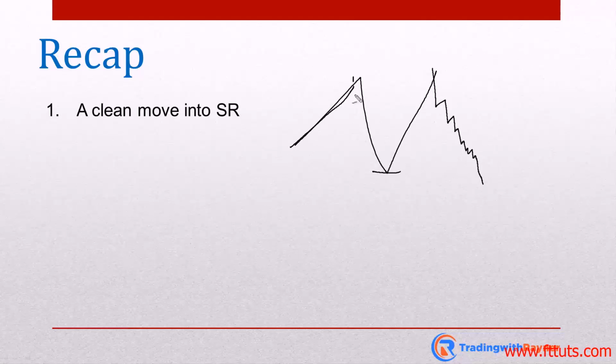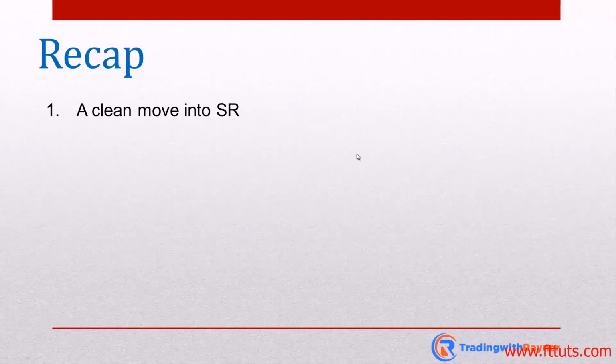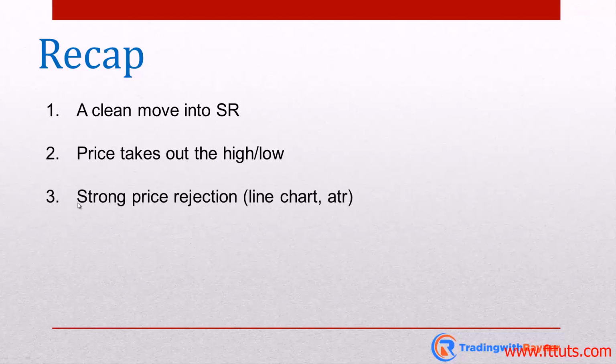I only look for a very nice, absolutely clean move into a level, as what I've shared with you in the earlier examples. The price has to take out the previous high or low depending on your trade direction. Then you want to see a strong price rejection. I shared with you that you can use a line chart to look at either the 2 o'clock or 4 o'clock depending on your trade direction, or the ATR, the average true range indicator, at least 1.5 times the ATR. And then if you have it, you can enter on the next candle open.